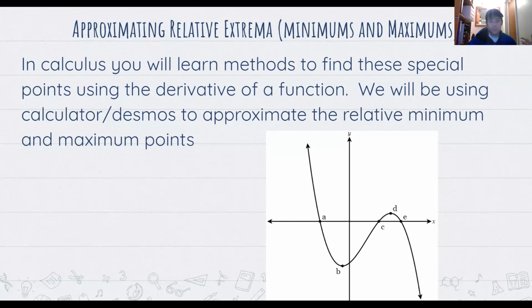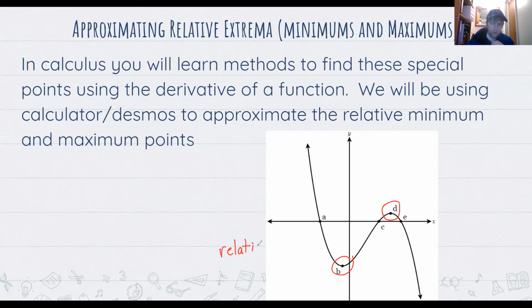So if you look here at this picture, we have what looks like a third degree polynomial. A cubic is another word for that. You can see we do have these points like D and B. They're not the minimum point, right? B is not the lowest point on this graph. This graph actually moves down far below this point B. But what we can call B is a relative minimum.